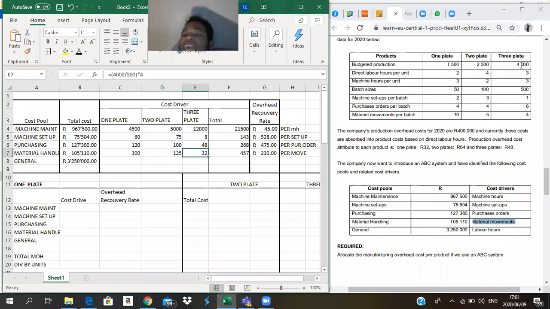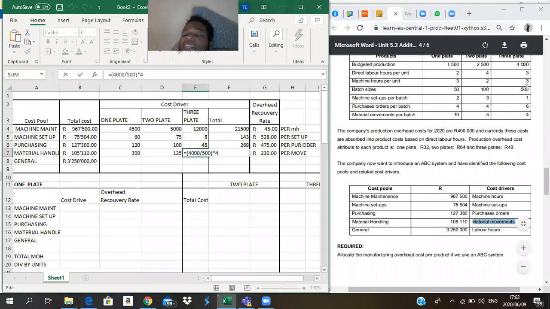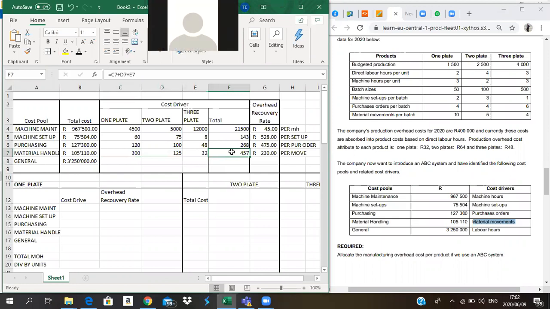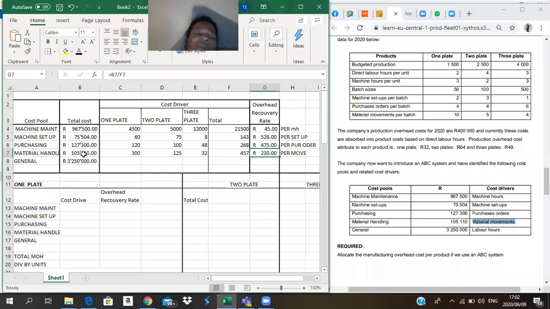Then going to three plate, I have 4,000 total units divided by the batch size of 500, giving me my number of batches, then multiply by the 4, which is the number of movements per batch, giving me an amount of 4,000 divided by 500, that times 4 will give me an amount of 32. Then when I add these three amounts here, I'm going to get this 457. Now to get my overhead recovery rate, I take my total cost divided by the total of the cost driver there, giving me this 230.